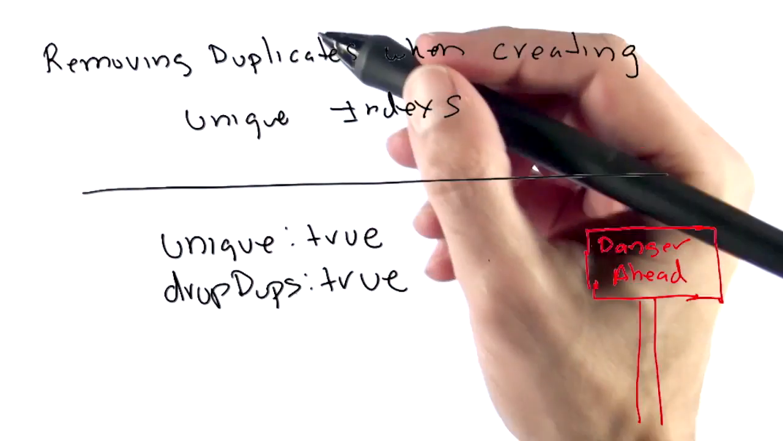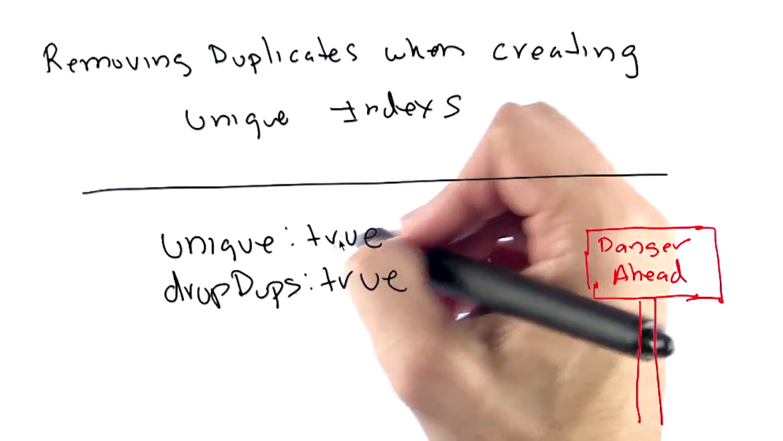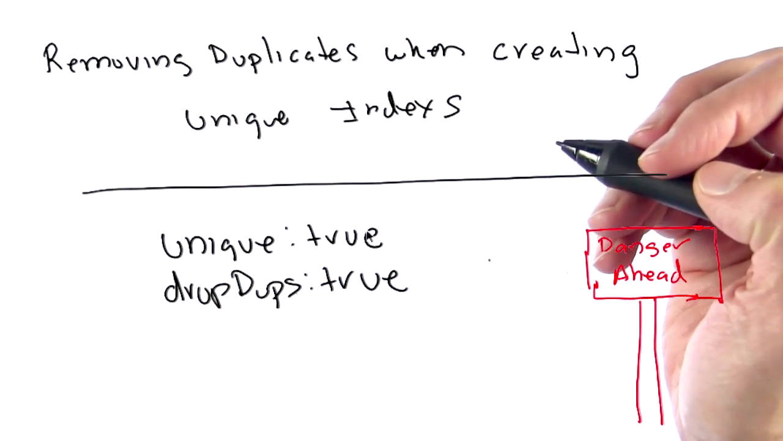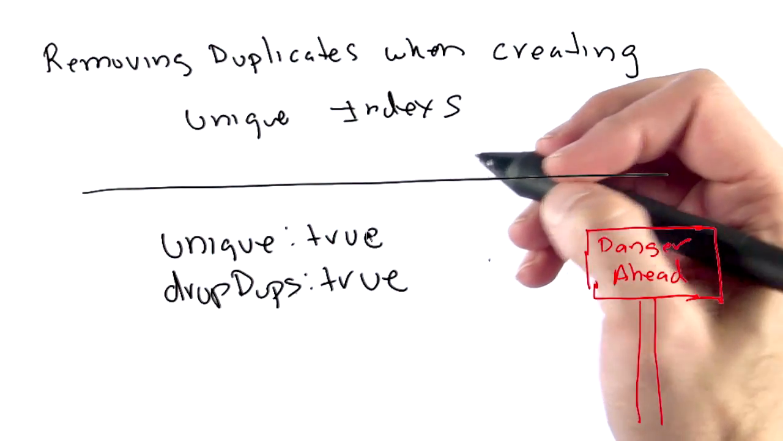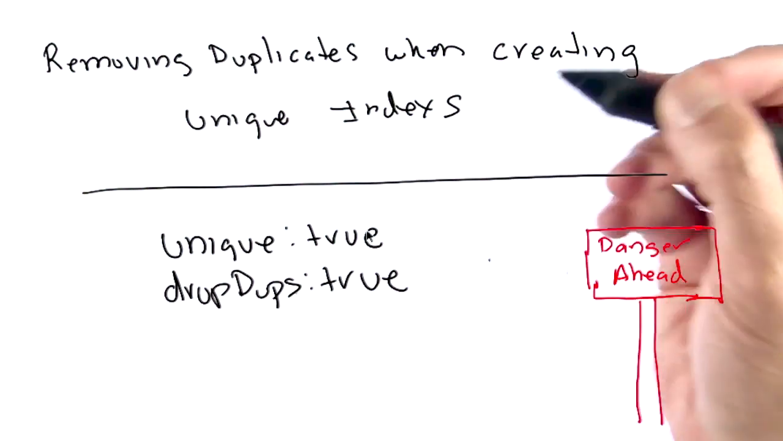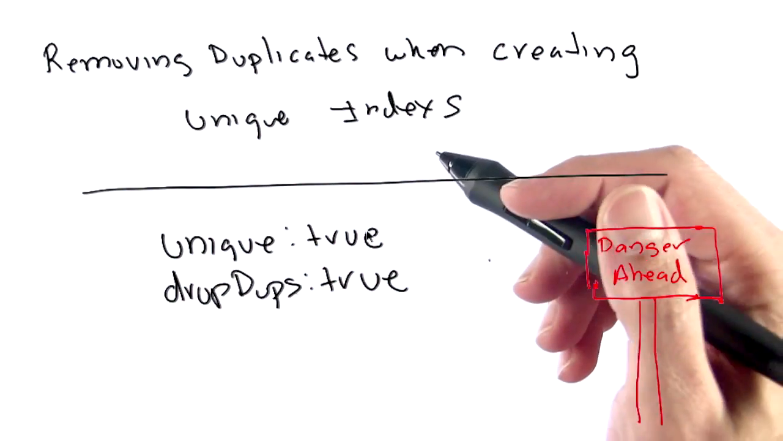Alright, so now we know how to create an index and have it be a unique index by giving the unique true option. Now, the problem is, what if you want to create an index on a collection, but there are duplicate keys in the collection?